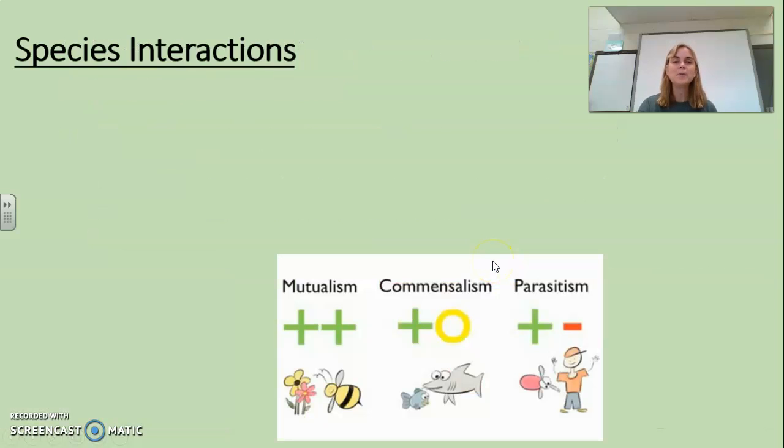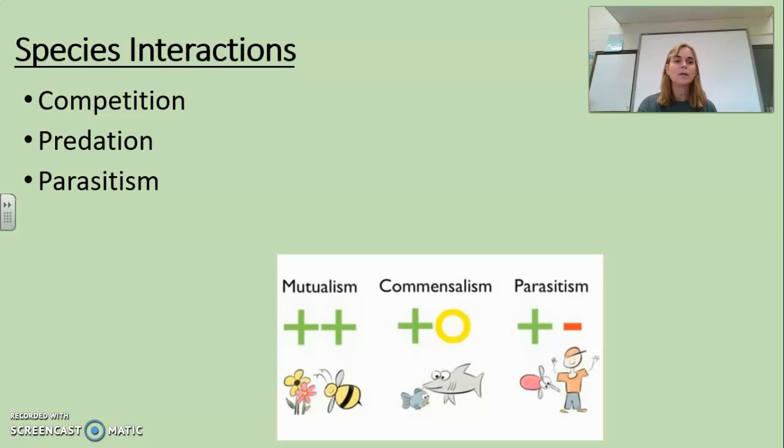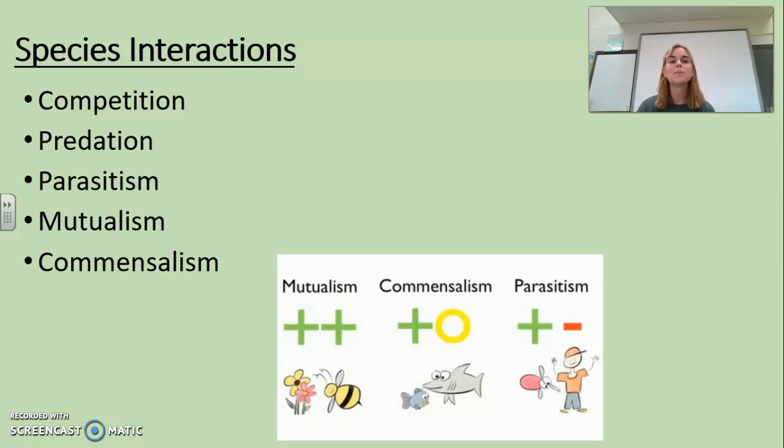All right, so for species interactions, there's basically five different species interactions: competition, predation, parasitism, mutualism, commensalism.